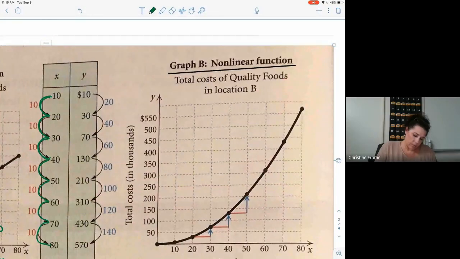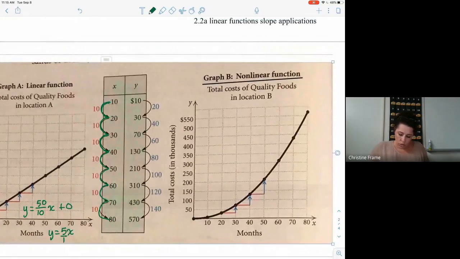Okay, you can see it goes up 20, then it goes up 40, then it goes up 60. That's not a constant change in y. And so this does not create a linear relationship. It's a different type of function. So the criteria that creates a linear function is that a constant change in x produces a constant change in y. So first, let's go to the Pear Deck.